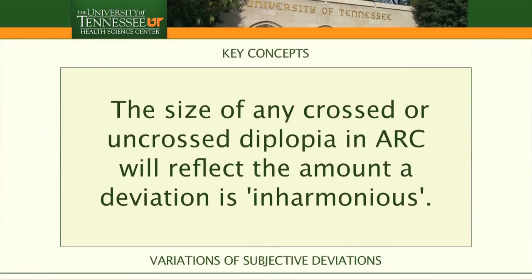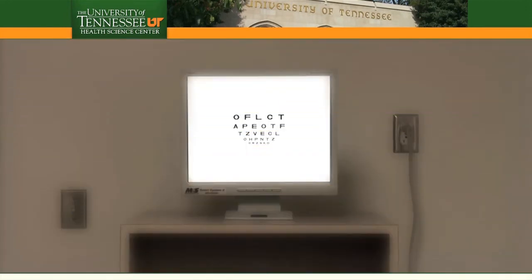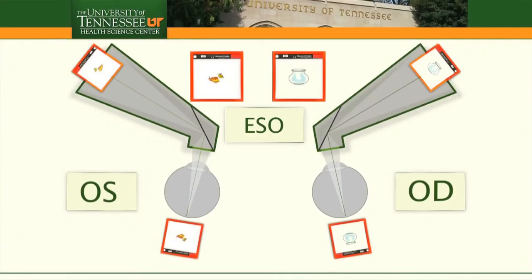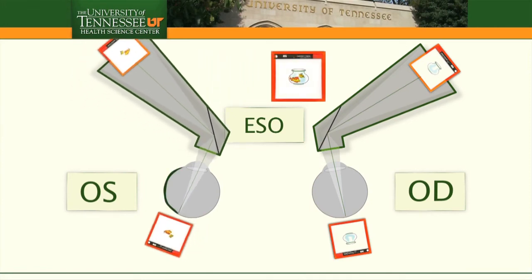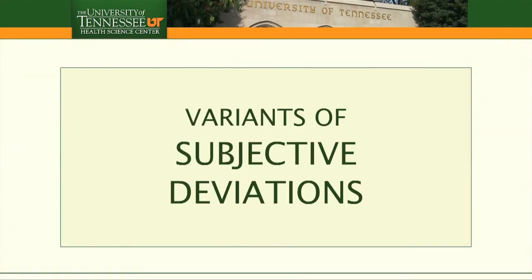The size of any crossed or uncrossed diplopia in abnormal retinal correspondence will reflect the amount a deviation is inharmonious. The more inharmonious vision becomes, the greater the angle of diplopia will be seen. On the troposcope, the subjective deviation can be measured if the person moves the haploscopic tube image so that the fish are in the bowl. Variations of subjective deviations.